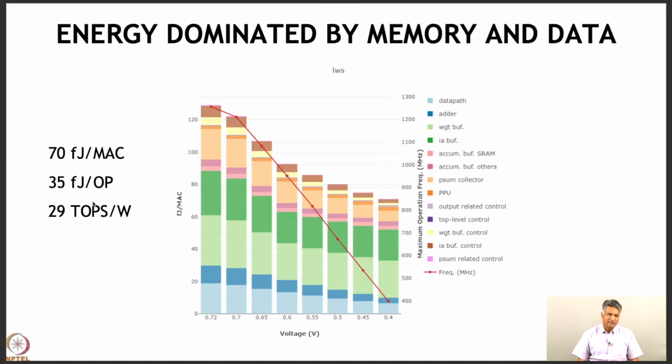The other big thing that happens is how much energy is being consumed by memory, and especially moving of data. So this chart tells you with the change in voltage how many joules is required for doing certain operations. You can see clearly that movement of data and memory clearly dominates the energy consumption.